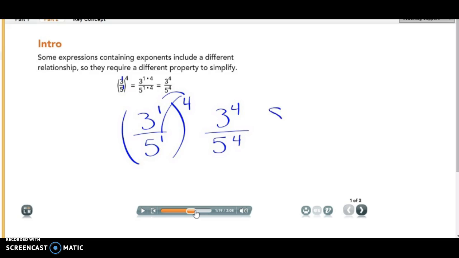So in this case, I'm going to get 81, and then I'm going to have 5 to the fourth power, which is 625. And then we could reduce if we had anything that we knew for sure could go into both of those. And then you're going to do the same thing whether you are doing it with numbers or with letters.